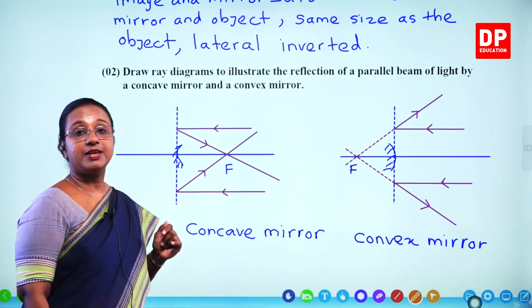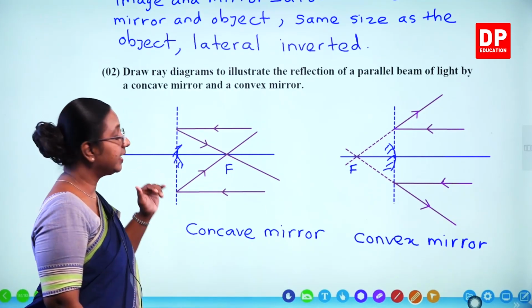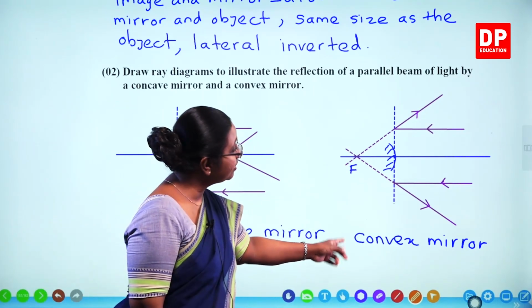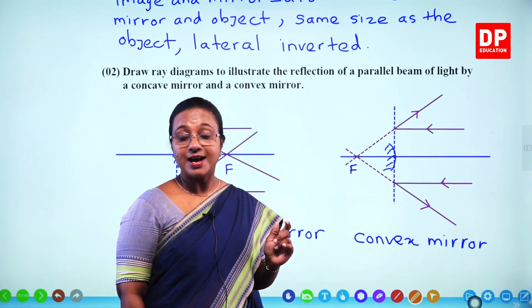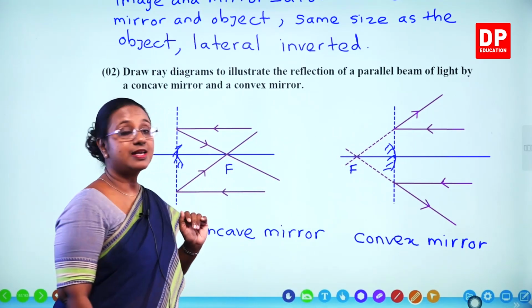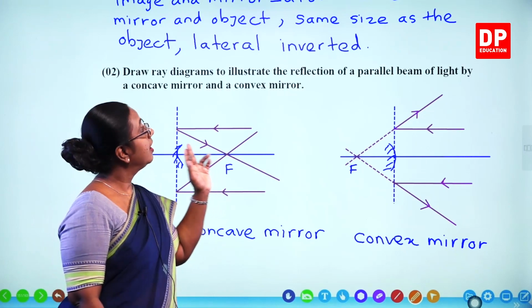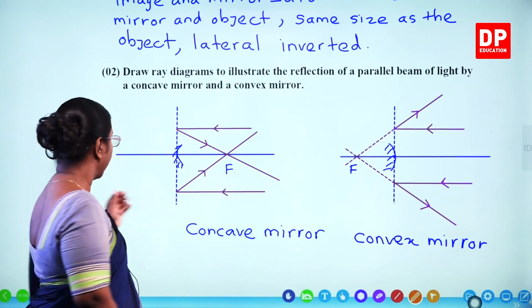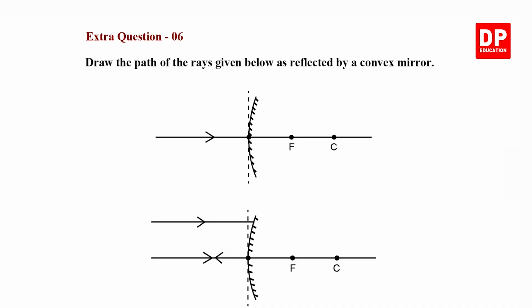So this is the reason why we call a concave mirror the converging mirror and the convex mirror the diverging mirror. The rays are diverged here, the rays are converged here. So I'm sure you got these also correctly. I will move on to the next one.